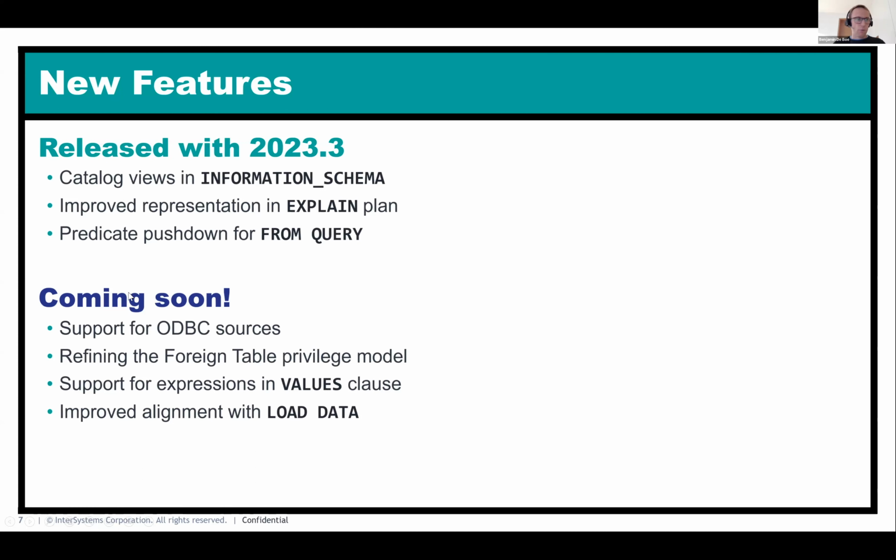So support for ODBC sources, maybe 24.1, likely 24.2. A little more refinement in what privileges you need in order to create a foreign server, so that you can have select privileges on a foreign server required before you're allowed to create foreign tables against it. So that's something for which the design is ready and it's waiting for implementation.